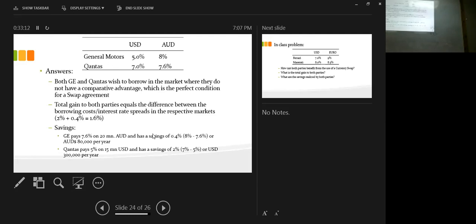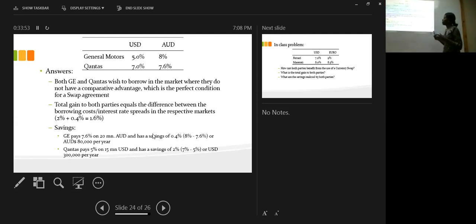So, I will correct it. Savings is GE. Now, this is exactly the swap that we just did. GE pays 7.6% on AUD, and has a savings of how much they would have paid, 8%. Because remember, they do a swap. This here is giving it from the middle of the story. The beginning of the story is that GE borrows USD, Qantas borrows AUD. They swap the principals. After they swap the principals, we're talking about interest payments now, so savings in relation to interest payments.